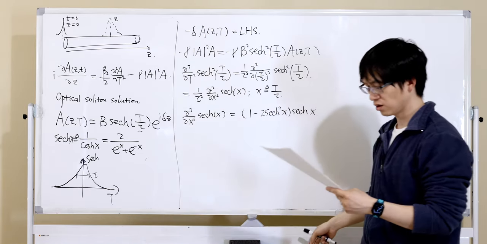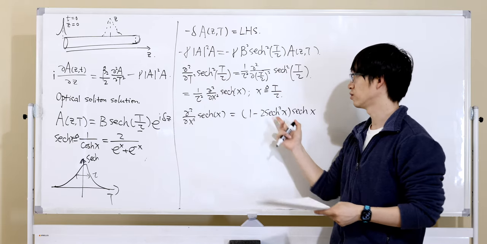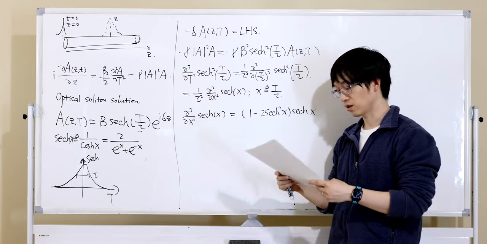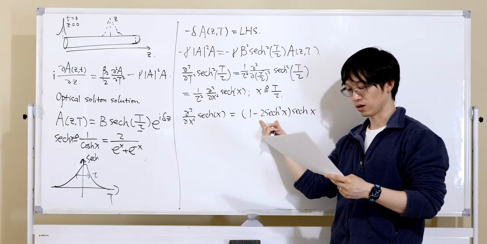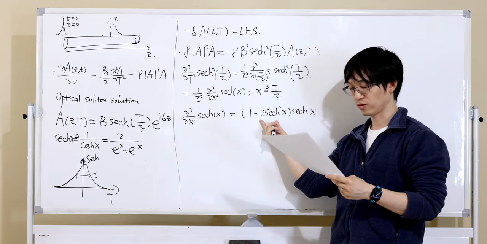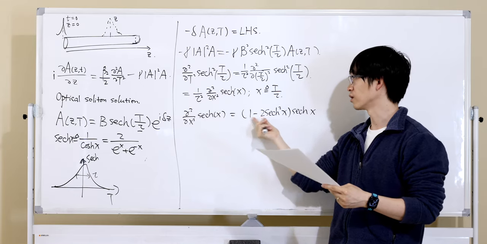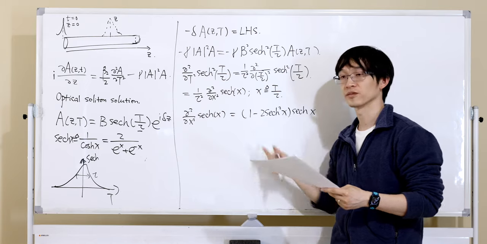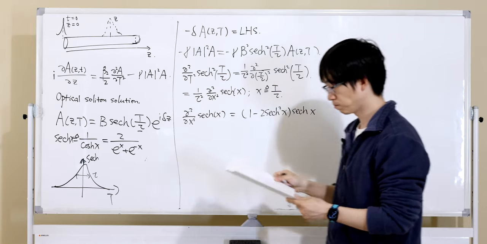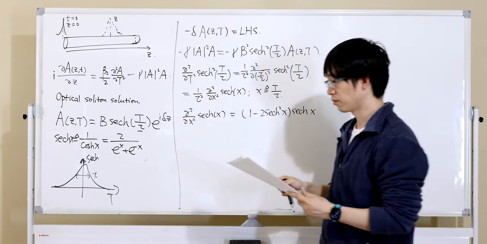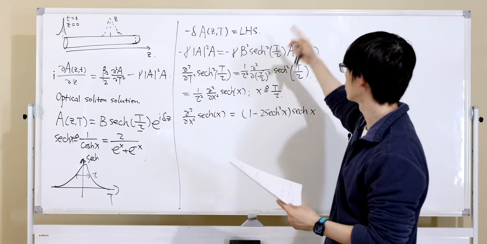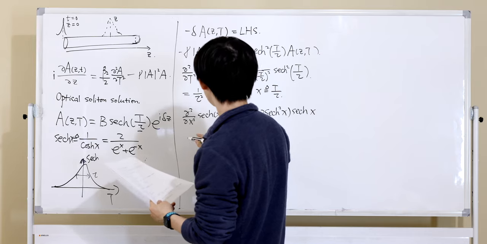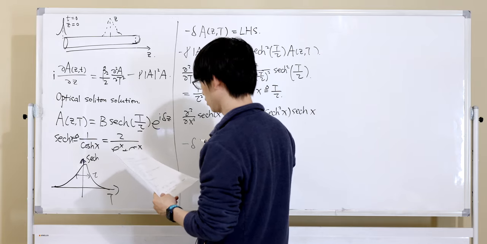And the thing is that if you use Mathematica to do this calculation, it might not give you this exact form. It might give you tangent x. And the way to get this is to use the relationship between tangent and sec, and you can get this form. Now we can plug all these terms back into the nonlinear Schrodinger equation. Then eventually what you get is this.